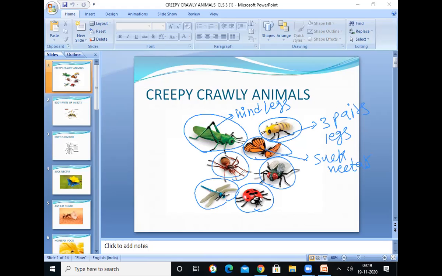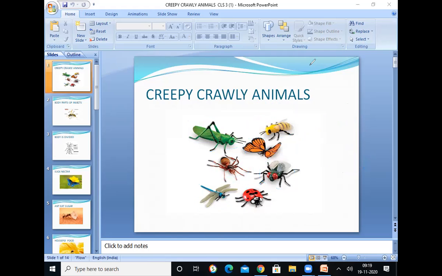Every insect has 3 pairs of legs, and its body is divided into 3 parts. What is the first part? Yes, if you observe any animal, the last part is called the abdomen. The middle part is called the thorax. And the first part is called the head. On the head, what will be there? Eyes, especially eyes you can see.